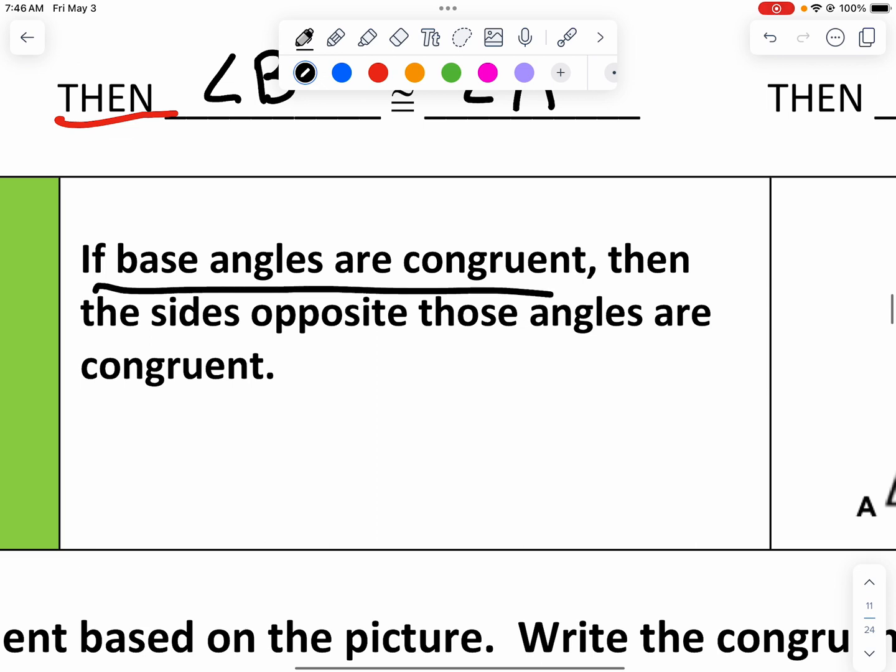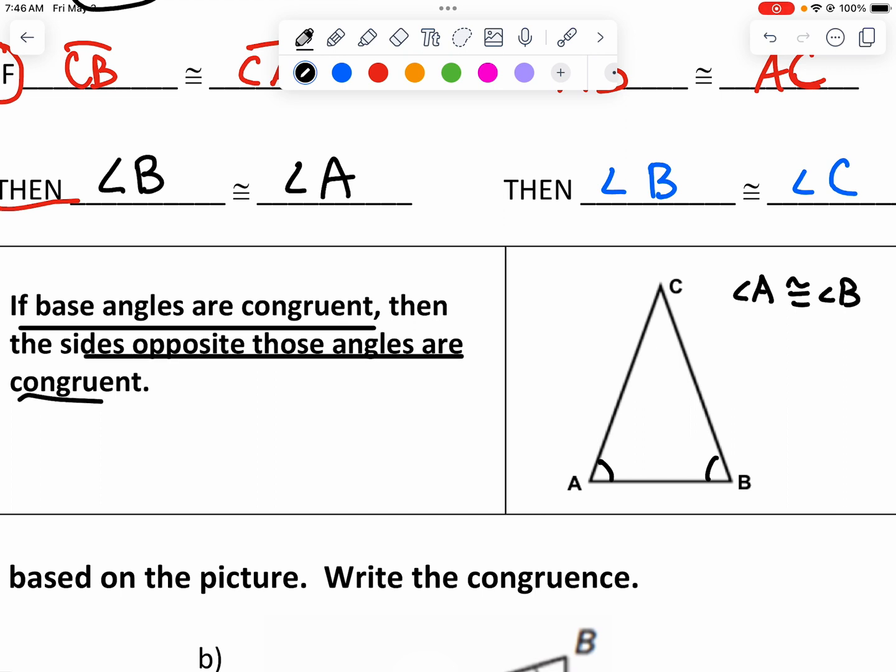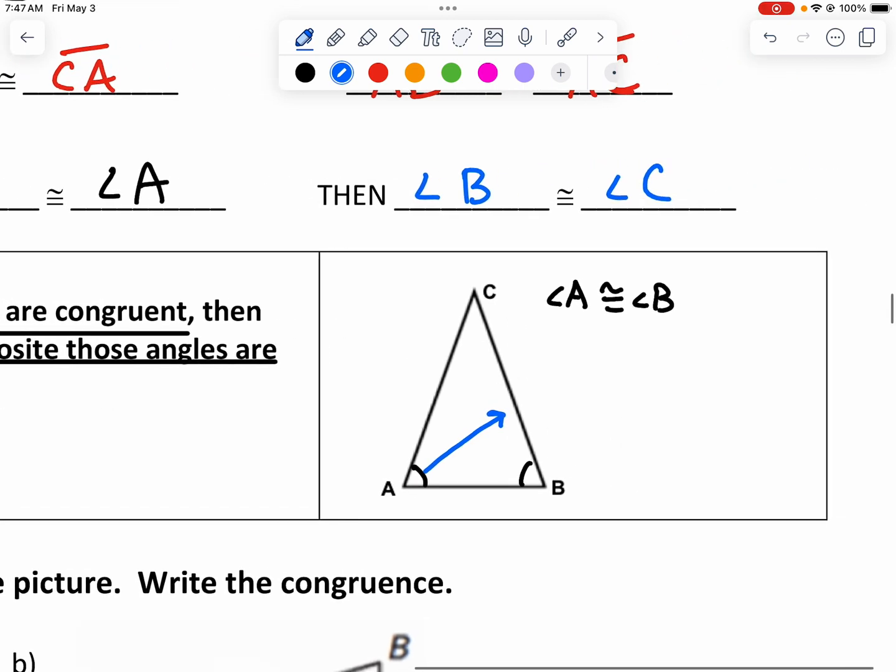If the base angles are congruent, so if it's giving me two congruent angles, for example, this one and this one, if angle A is congruent to angle B, then it tells me the sides opposite to those angles are also congruent. A side opposite would be the one that's directly across. So the one directly across from A would be BC, and the one directly across from B would be AC.